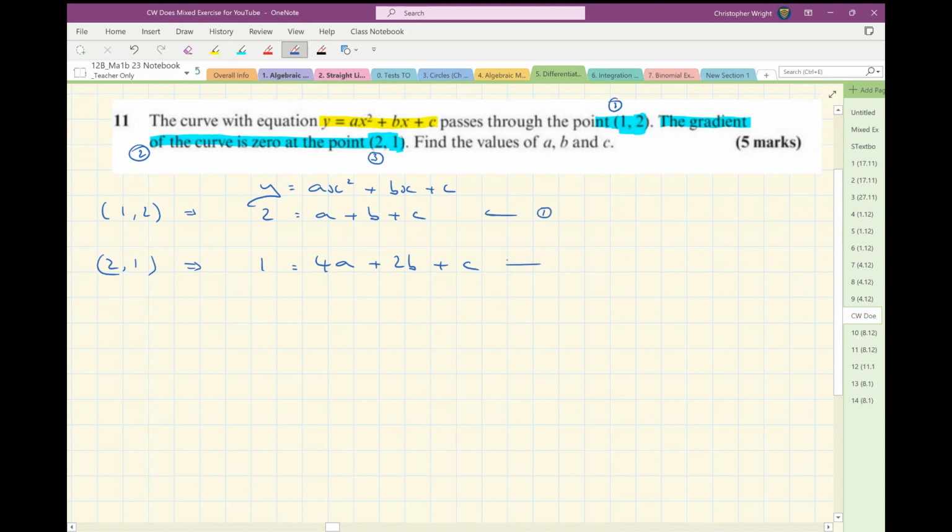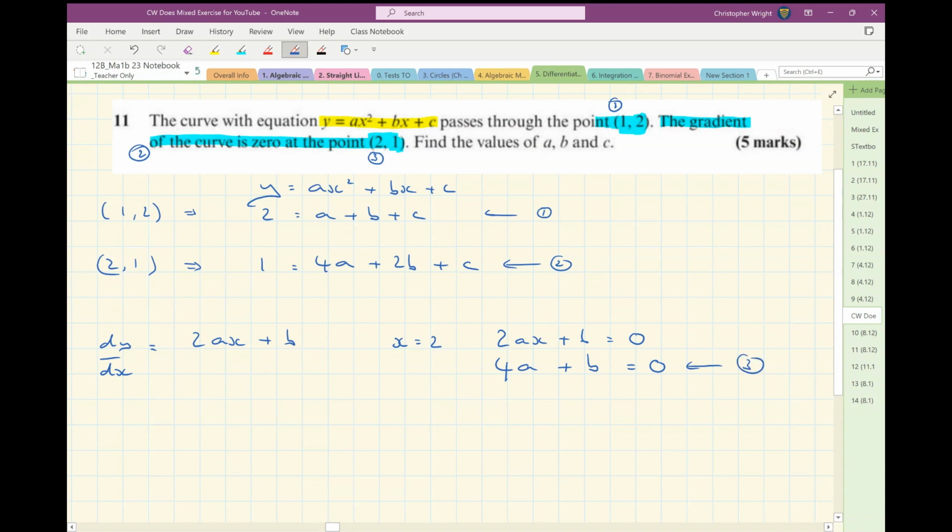Equation 1, equation 2. Now the third equation is going to come from this fact about the gradient, because the gradient of the curve is 0 at the point 2, 1. Well, if I differentiate my curve, I'll get an expression for its gradient, 2ax plus b, and I know that 2ax plus b equals 0 when x is 2. So when x is 2 at the point 2, 1, I know that 2ax plus b equals 0. Well, x is 2, isn't it? So 4a plus b. That's an expression with the gradient when x is 2, and I know that equals 0. So there is a third equation.